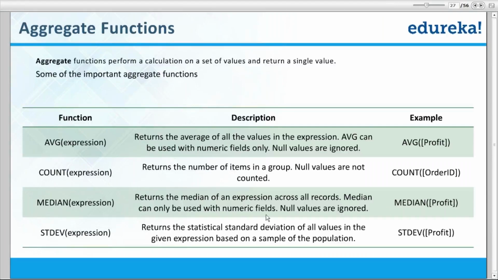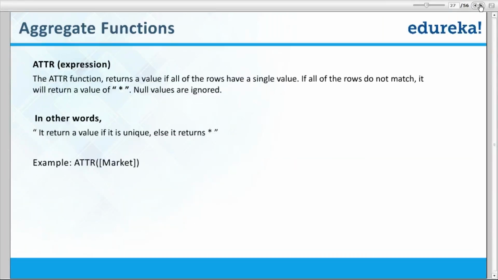Median is going to give you the middle value, the central value across all values. And standard deviation is going to return the standard deviation of all the values. So standard deviation is something like how deviated one particular value is from the mean. It's generally used for statistical purposes, for checking the distribution of the data. So these are some of the aggregate functions we can use, friends.